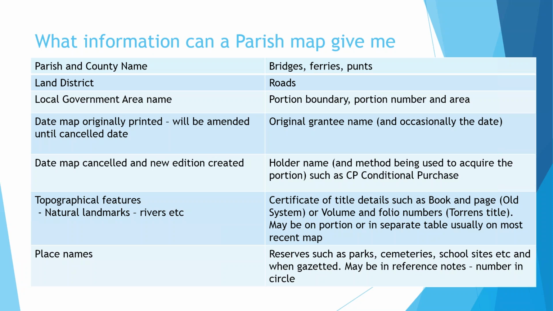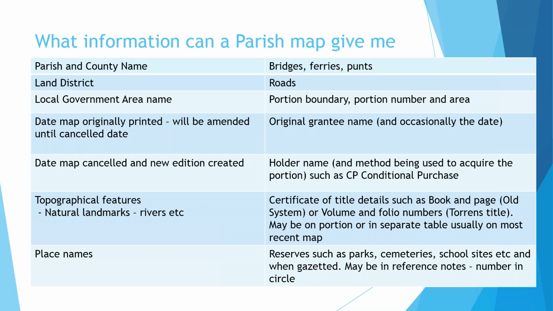So what kind of information can you get on a parish map? You've got parish and county name. You've got land district. This is actually very important if you're tracing land tenure using the records here at the State Archives. You've got local government name. You've got the date the map was originally printed. And you've got the cancelled date, which is generally written across the map in red. And so all the annotations should be put on between that printed date and the cancelled date.